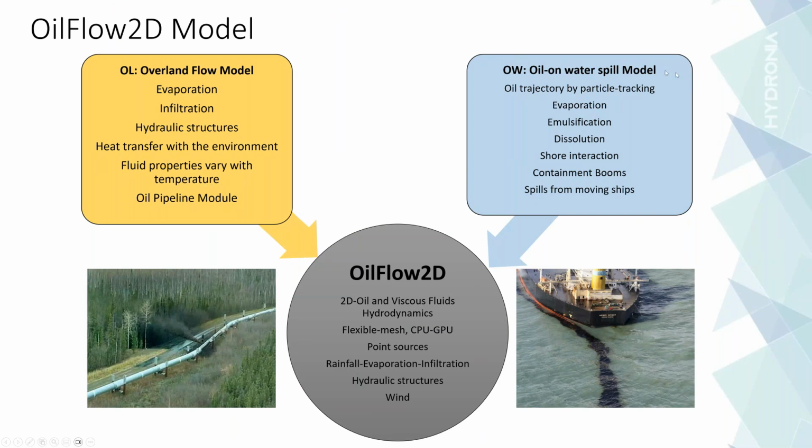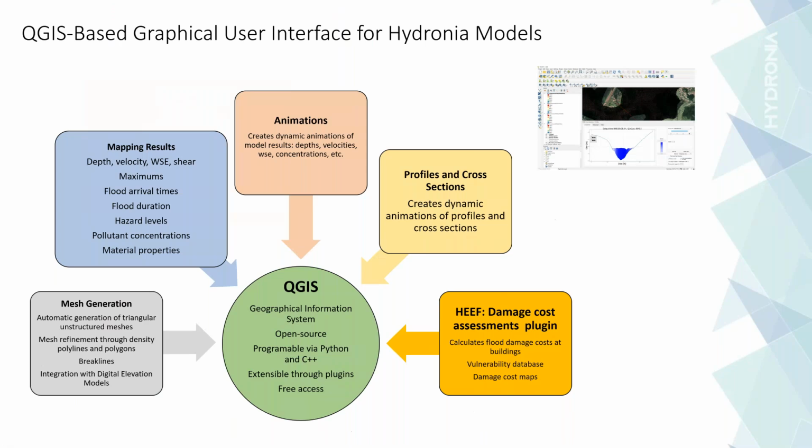Then we have the oil on water model, which is a completely different model that handles spills with particle tracking and has also weathering, shore interaction, containment booms, and spills from moving ships. So all of these form a system of models that can interact and can address a large number of applications in the area. Now, all of the models are linked by a graphical user interface.